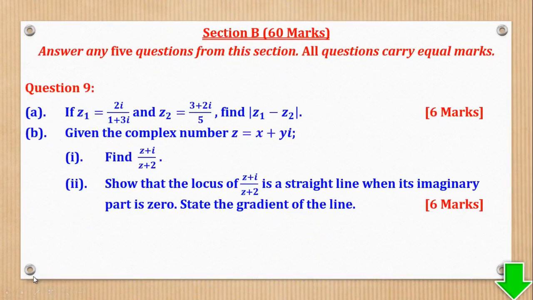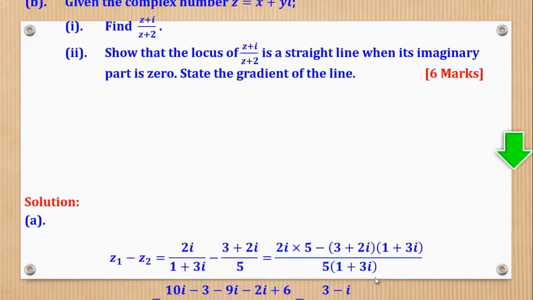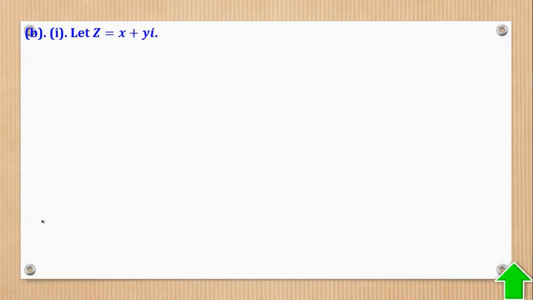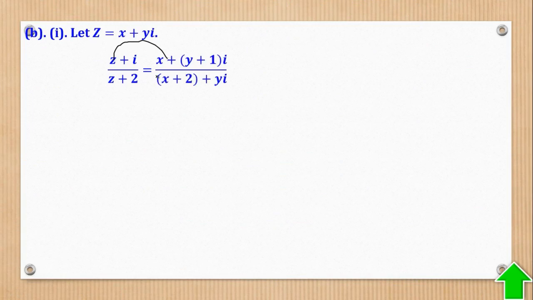Then part B said, given the complex number z equal to x plus yi, Roman 1, find this, and Roman 2, show that the locus of this is a straight line when its imaginary part is 0, and state the gradient of the line. So let z be equal to x plus yi. Then substitute for z to give you this and rearrange.